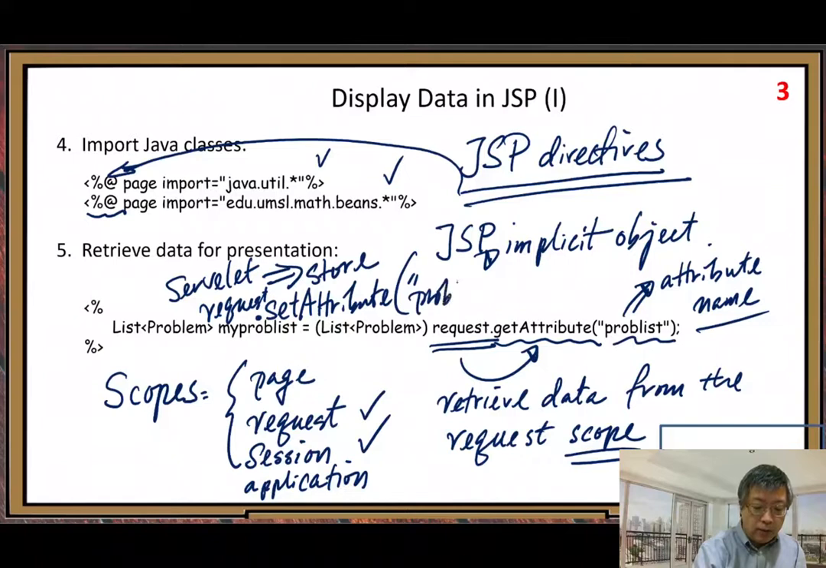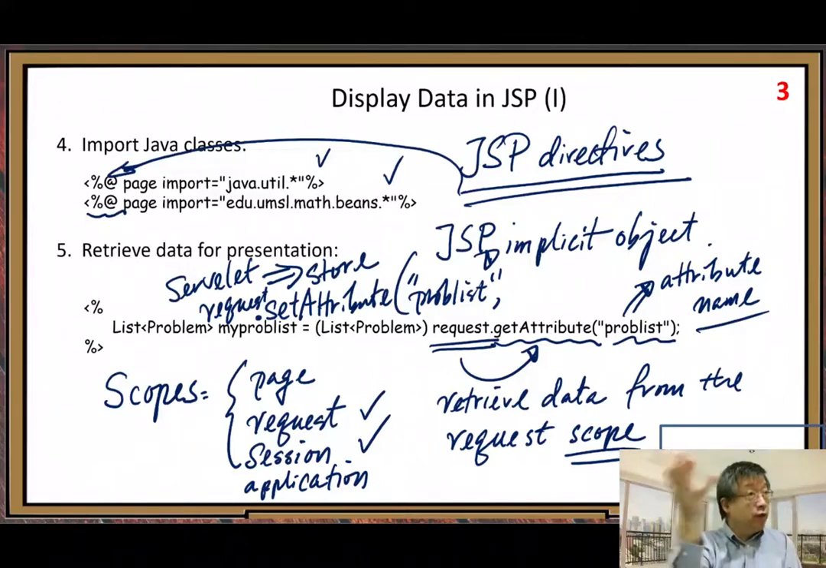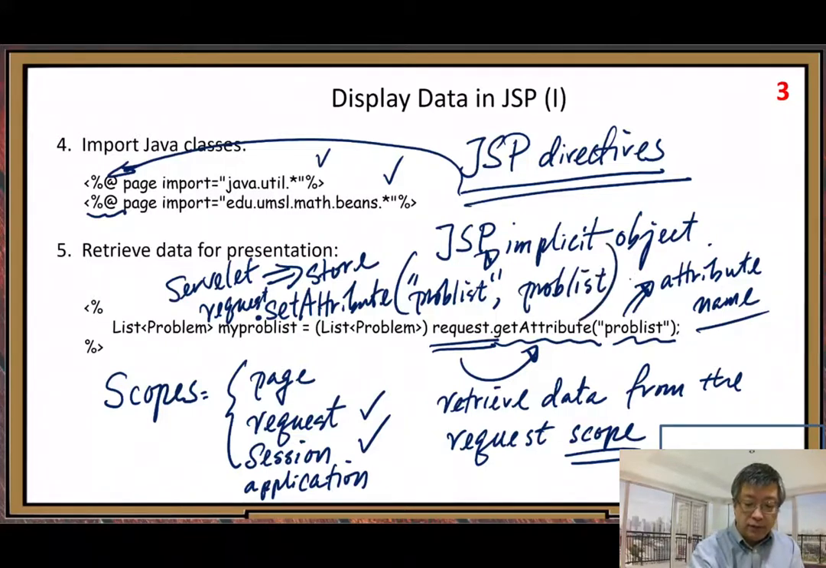At that place, the first parameter has to be the data object name. Then the second one is the object itself, the object variable reference, probably the same name, probList for example. So you store data under this attribute name, and when you want to retrieve it, you have to use the same name.